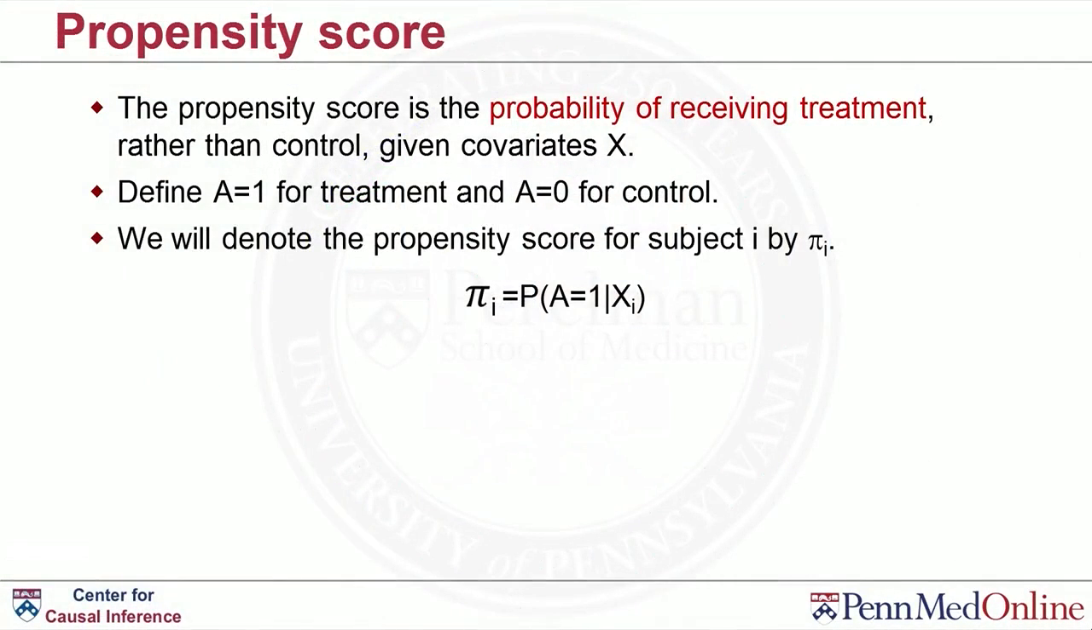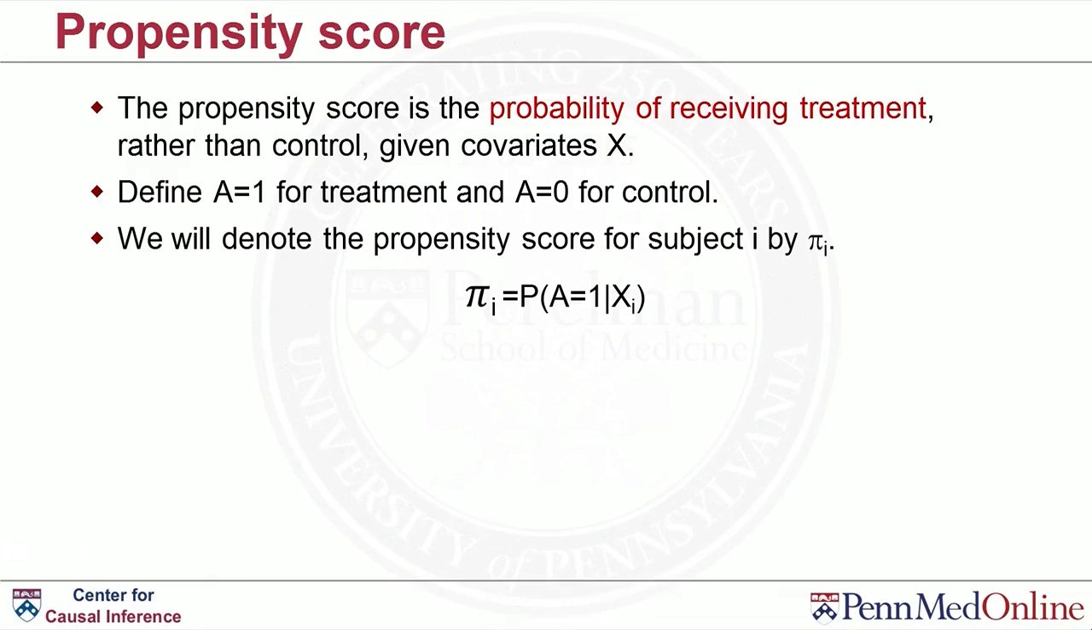Hi. In this video, we will discuss propensity scores and also talk about the balancing property of propensity scores. So a propensity score is simply the probability of receiving treatment given covariates. In particular, we're thinking about the probability of receiving treatment as opposed to the control condition. We'll define treatment as A equals 1 and control as A equals 0, as we've done in the past.